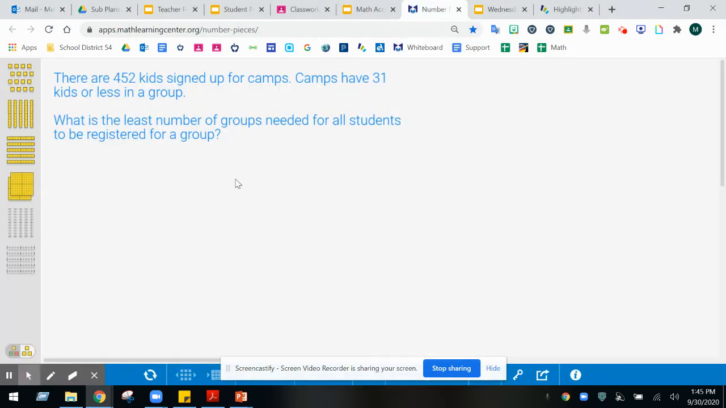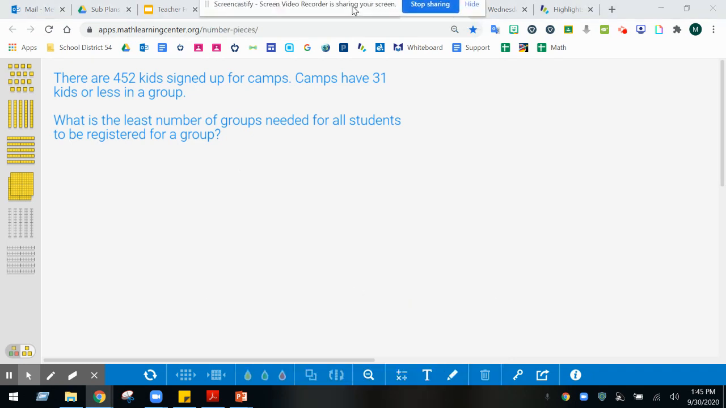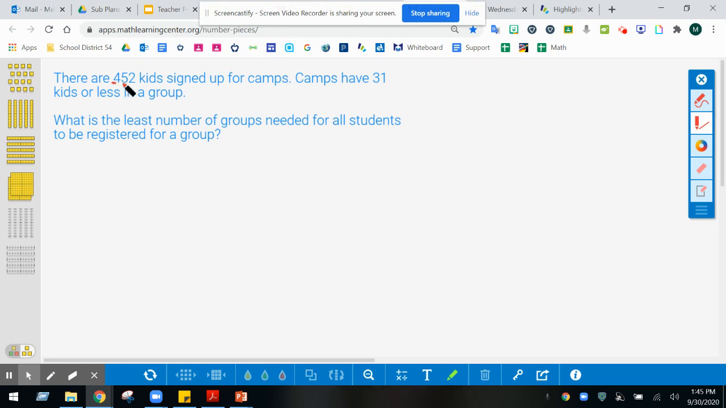So I went ahead and pasted that over here. First I always think about what do I know in this problem? Well, I know that there are 452 kids who are signed up for camps, and the groups have 31 kids or less in a group. So we don't want the groups to get bigger than 31. And they're asking us here, what is the least number of groups needed for all students to be registered for a group?